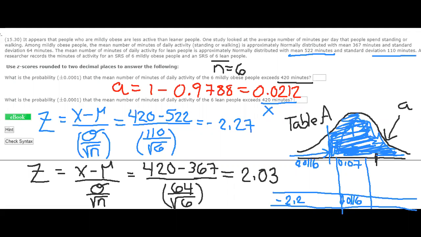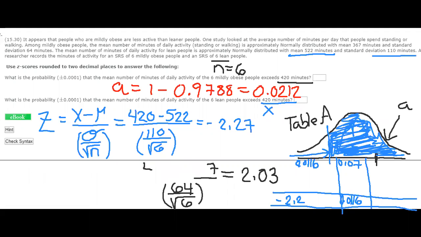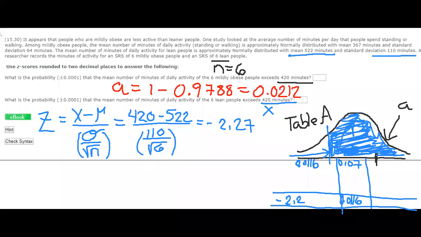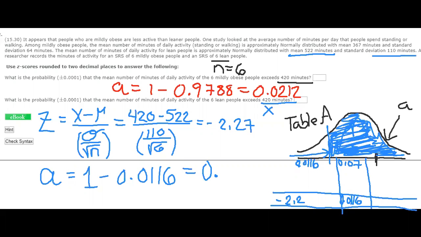So we want A. Let me erase some of this stuff in here, so a little space. Okay. We need A, which equals 1 minus that 0.0116, which is 1 minus 0.0116, 0.9884.